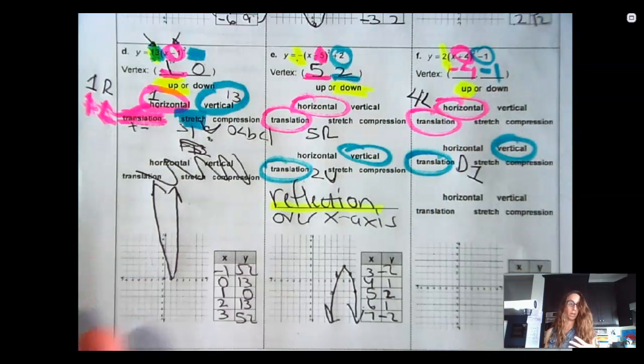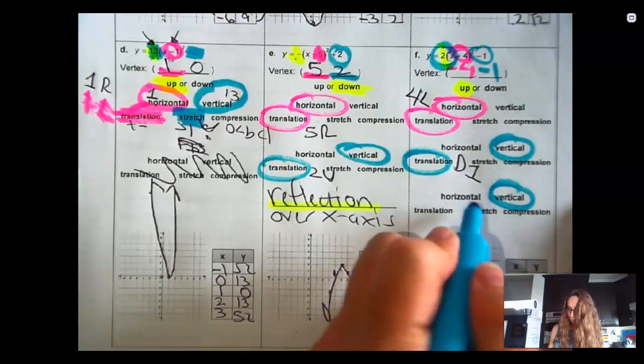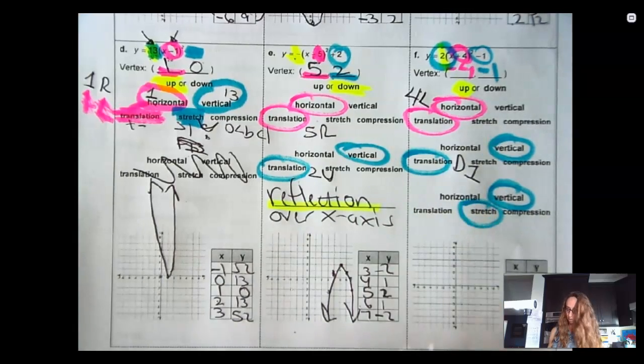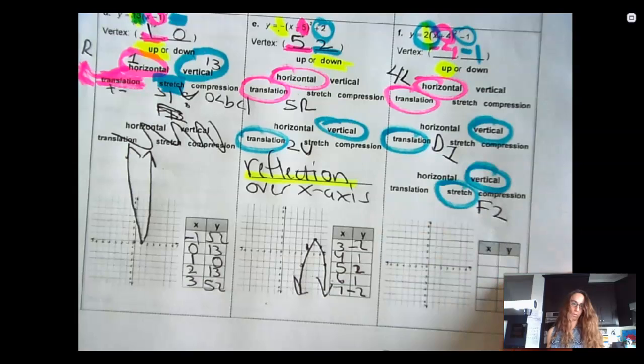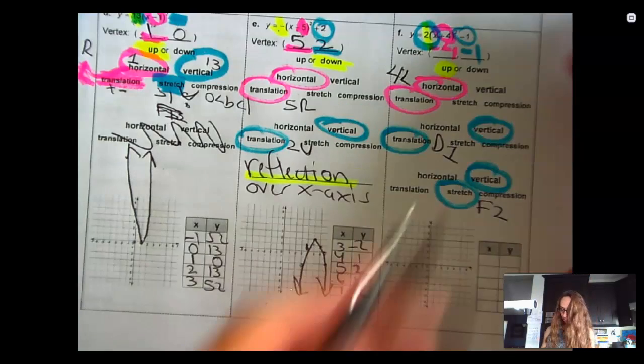Now, last thing I got to deal with is the 2. Is it vertical or horizontal? Well, it's not with the X, so it's with the Y. Boom, that's vertical. We know it's being multiplied and it's greater than 1. Stretch by a factor of 2. What does that mean? If you vertically stretch me and I'm 5 feet tall, I'm now 10 feet tall because you're vertically stretching me.